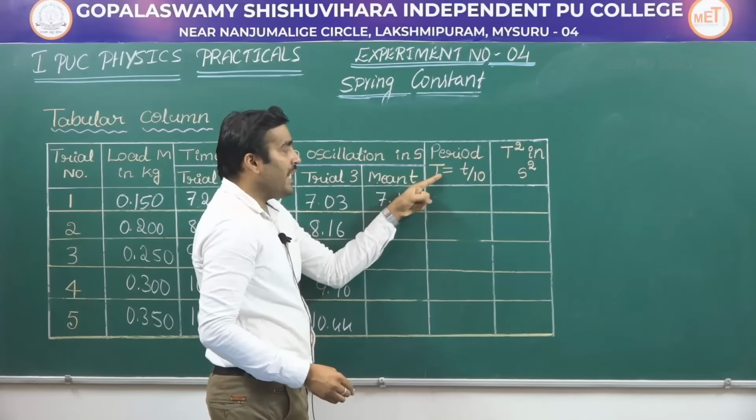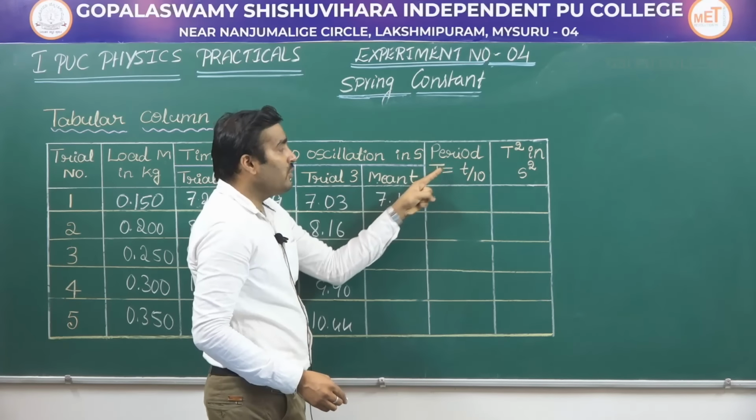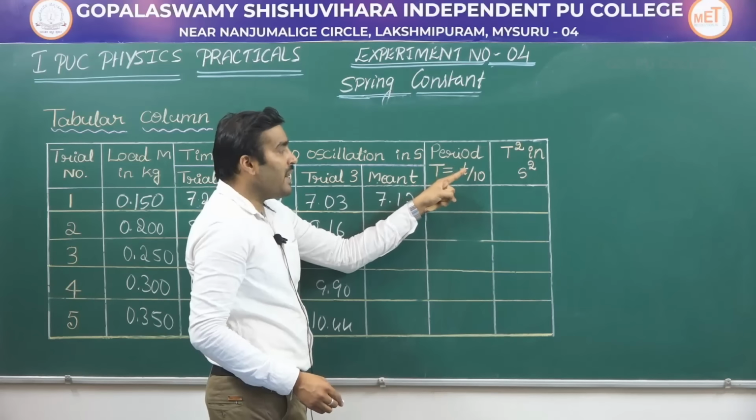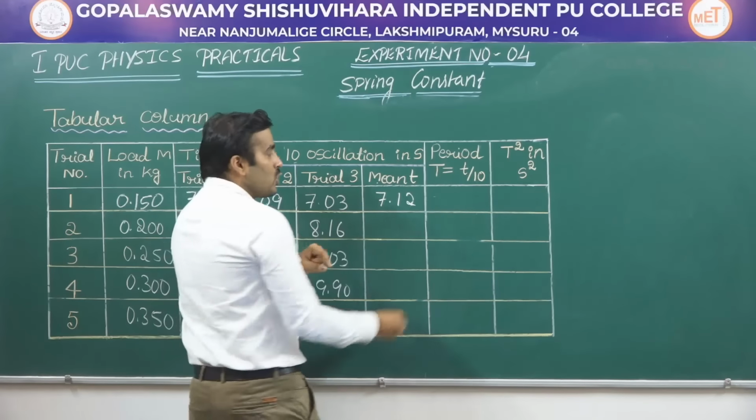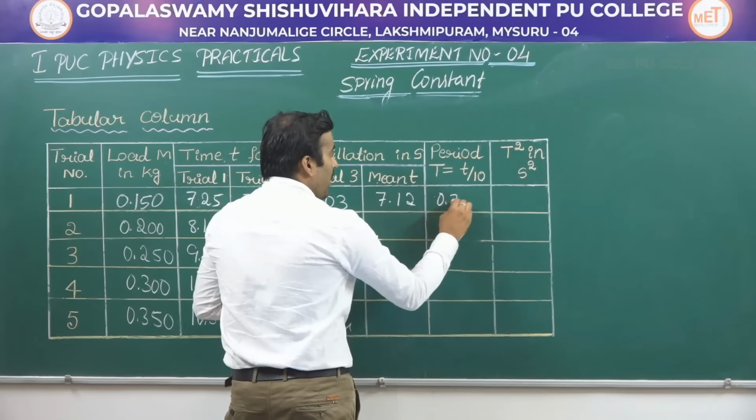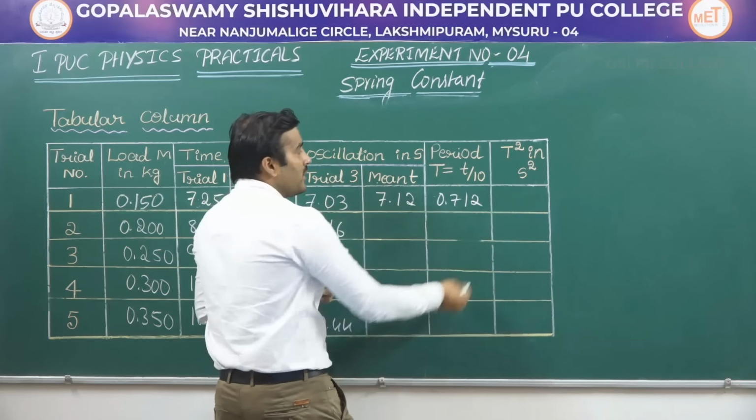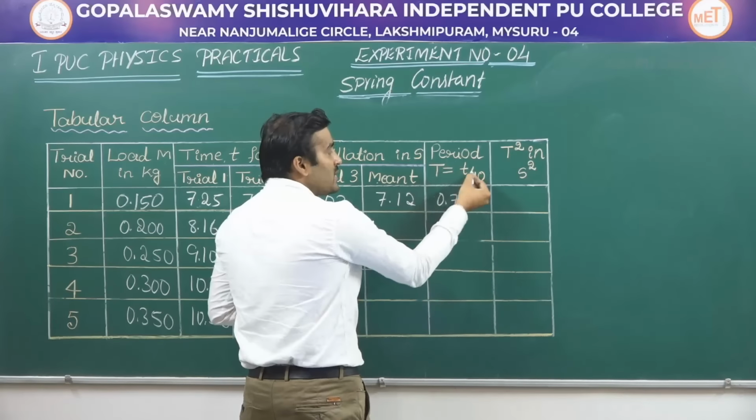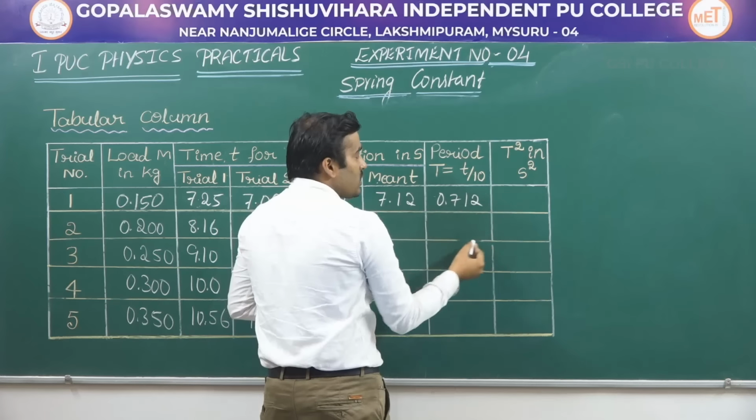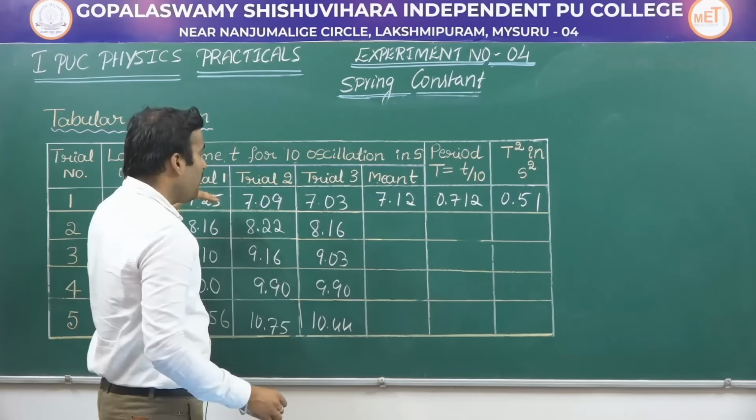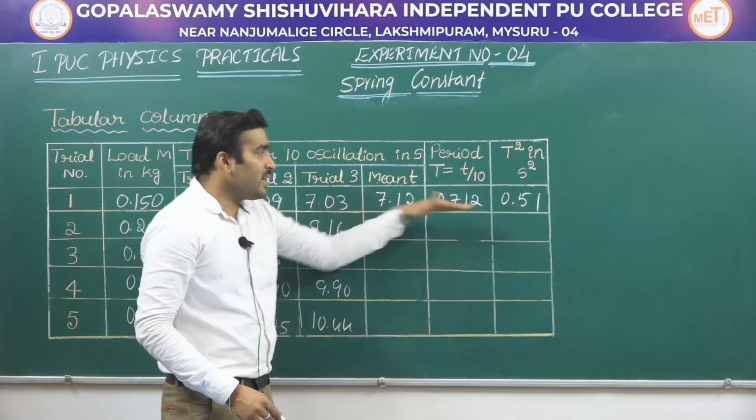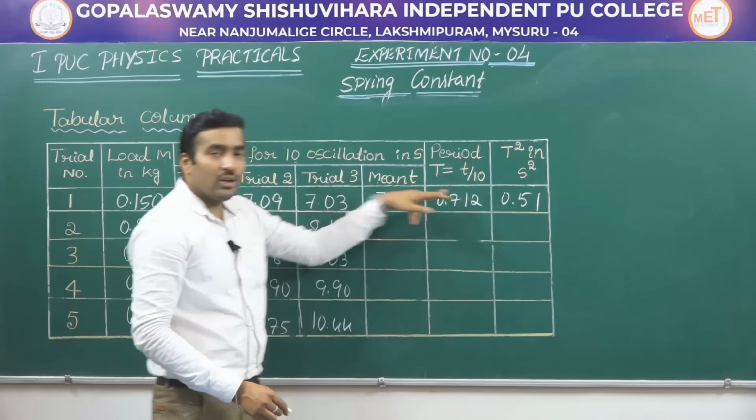Then here we have the time period T, which is given by t by 10. You just divide this value by 10. So what you will get is 0.712. Then here we have the square of this time period. So if you square this, what you will get is 0.51 second square. We have finished the first one, correct? We have finished up to T square for the first trial.